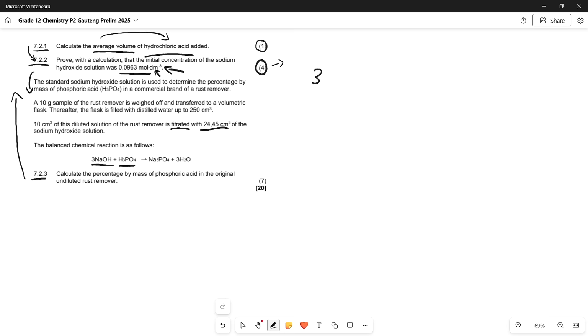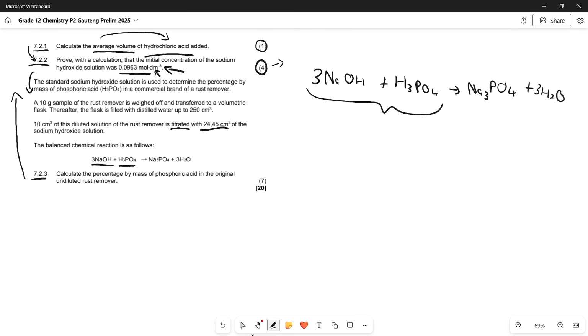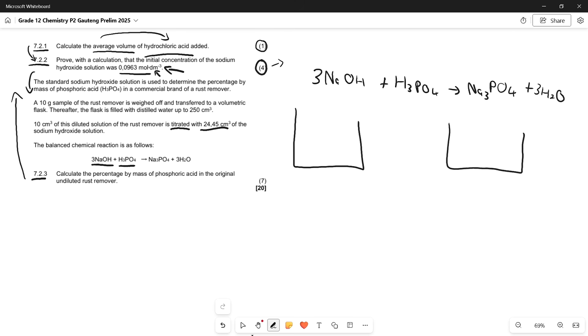rewrite this formula for us. So we have 3 NaOH plus H3PO4, and that goes to Na3PO4 plus 3H2O. And what is important are our reactants over here, which means that if we have them in two separate flasks, I'm just going to do this for now. This flask over here is our 3NaOH, and we calculated its initial concentration in the previous question. So we had initially 0,0963 over there. Then here we have our H3PO4, and they said a 10-gram sample of rust remover is weighed. So we have a mass over here, and it is 10 grams over there.